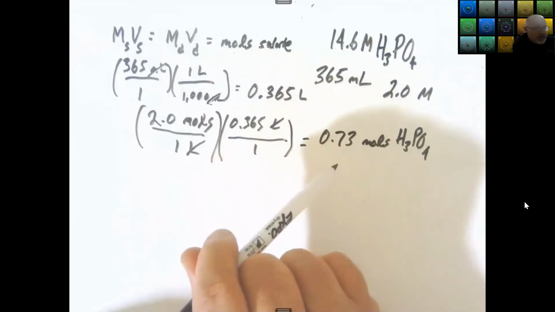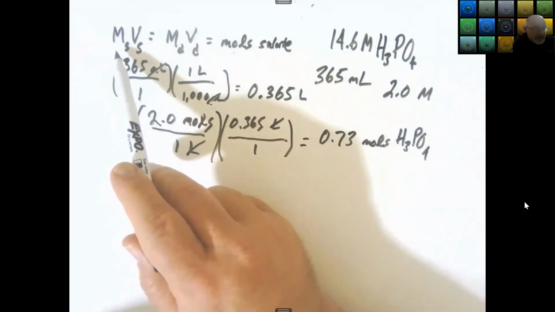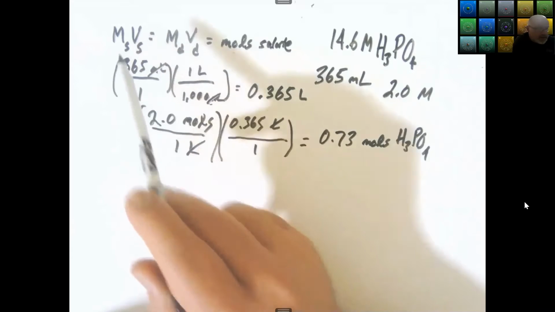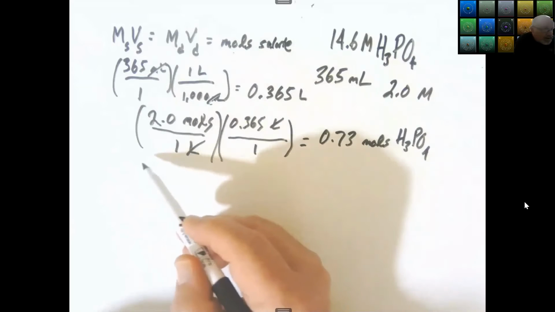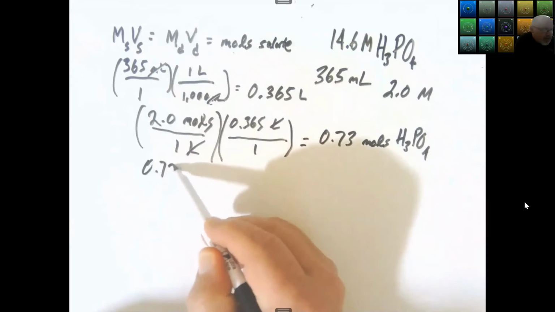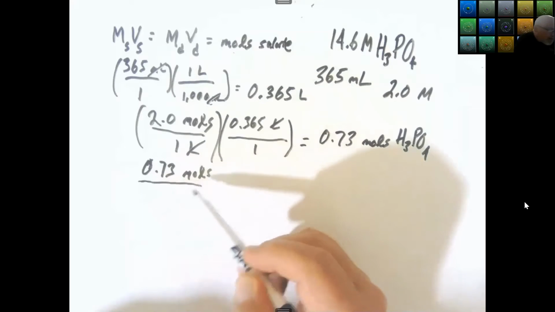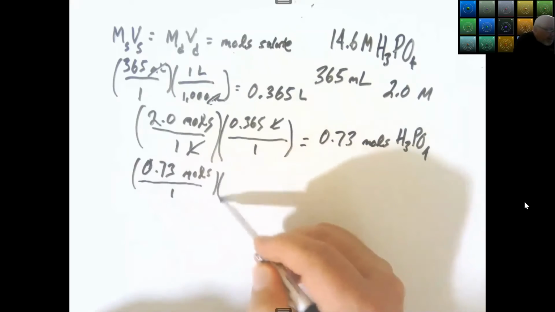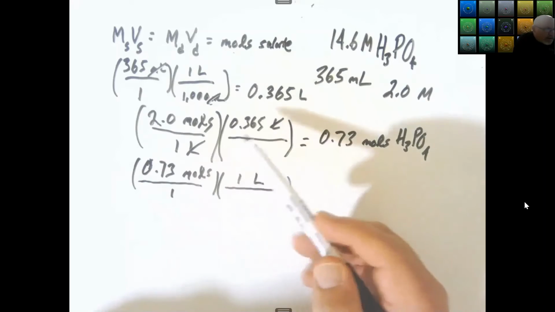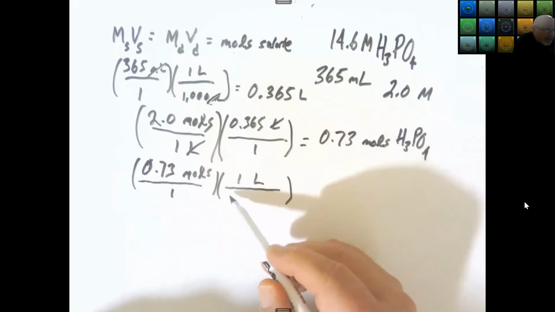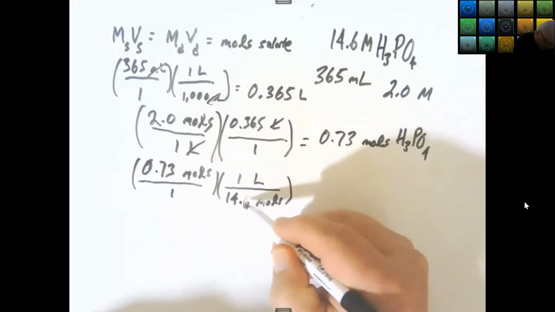Okay. So we now know that the product of the molarity and the volume of the dilute solution is that many moles, 0.73, but it's also the same, 0.73 is also the product of the molarity and the volume of our stock solution. And we know the molarity of the stock solution. What we now do is we just simply take that 0.73 moles and we are going to multiply it by the molarity, where the 1 liter is on the top and our 14.6 moles is on the bottom.